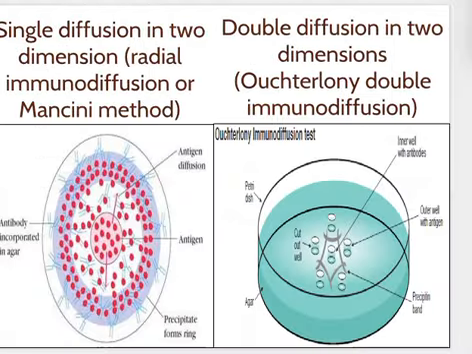Building on that, single and double diffusion can also be performed in 2 dimensions. In single diffusion in 2 dimensions, antigen diffuses radially into an antibody containing agar, forming a ring of precipitation. Double diffusion in 2 dimensions involves multiple wells containing antigens and antibodies, creating precipitin lines where they intersect. These setups allow for detailed analysis of antigen-antibody specificity and cross-reactivity.